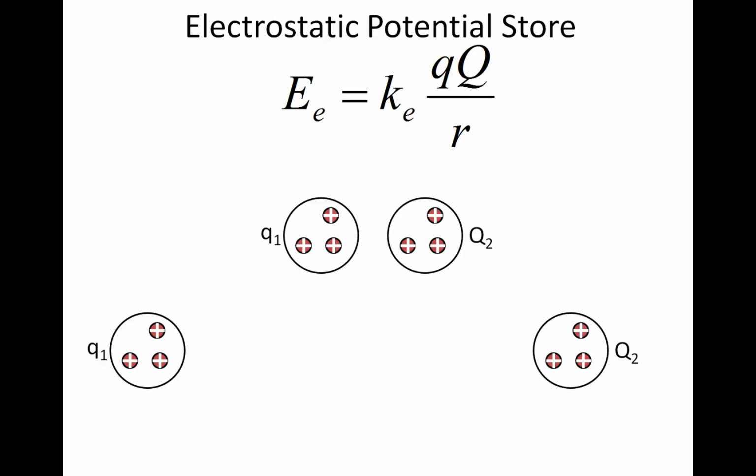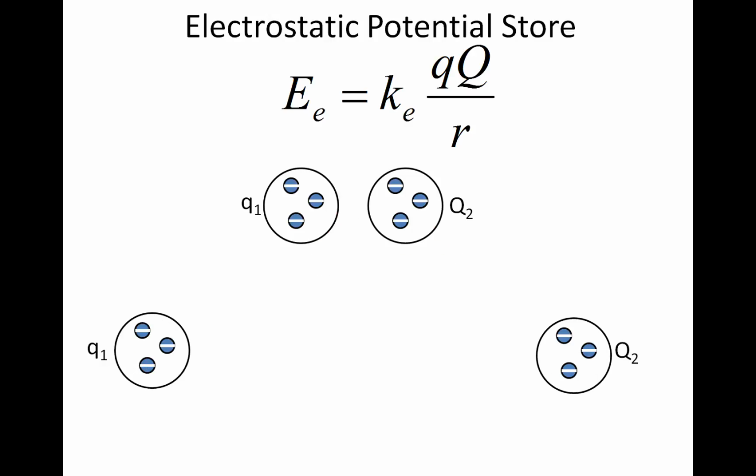So two objects close together, which are both positively charged, have more energy in the electrostatic potential store than two objects that are far away from each other. The same is true for negatively charged. If you've got two negatively charged objects next to one another, they have more energy in the electrostatic potential store than two objects far away from one another.